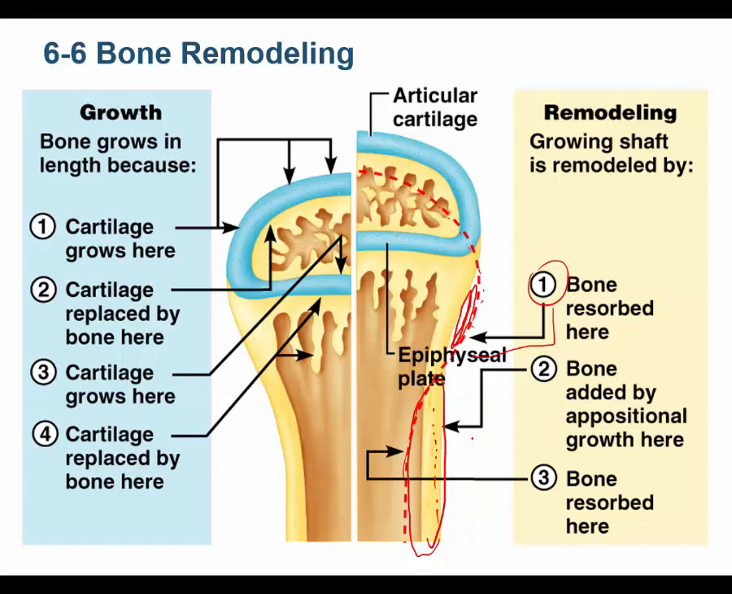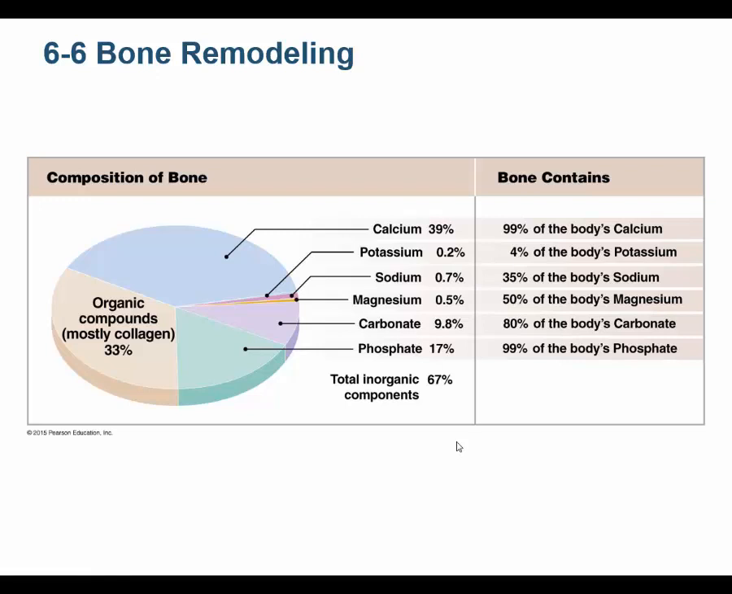So if you change a sport, your bones are going to start remodeling. If you're playing soccer your whole life, your bones are pretty much remodeled for that kind of sport. But then if you start swimming, your muscles are going to be pulling on your bones in a different way, and you will likely remodel your bones for that new stress. So we're always remodeling bone.